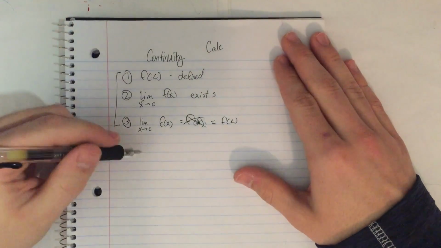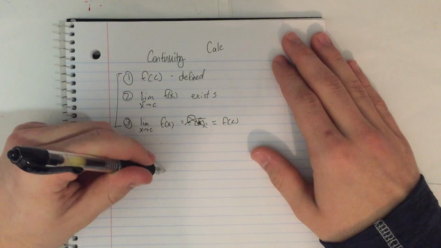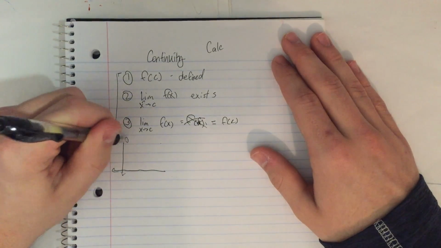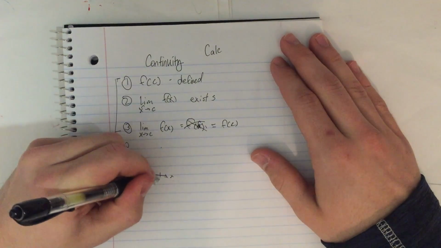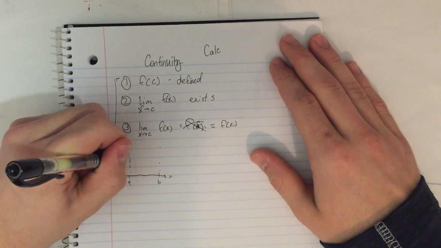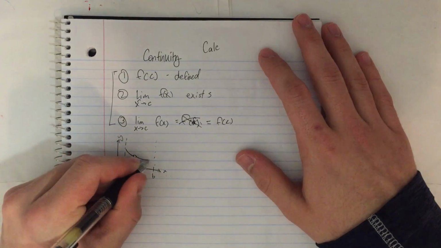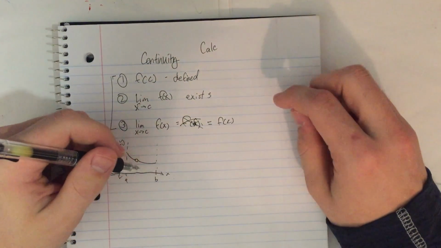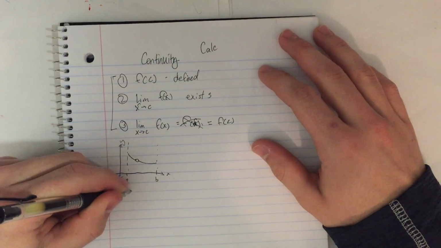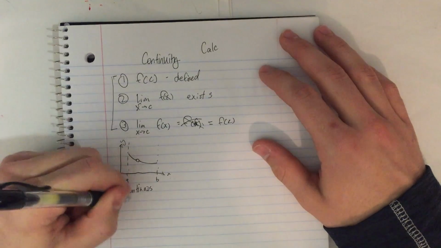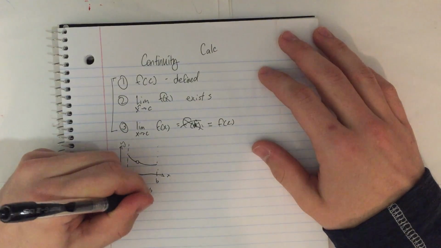So let's look at a couple examples here that are important to know. Y, x. Okay, so we have a, we have b. And we have a function, and it comes through, but then it has a hole in it, and then it goes through. This is discontinuous, because f of c is not defined.